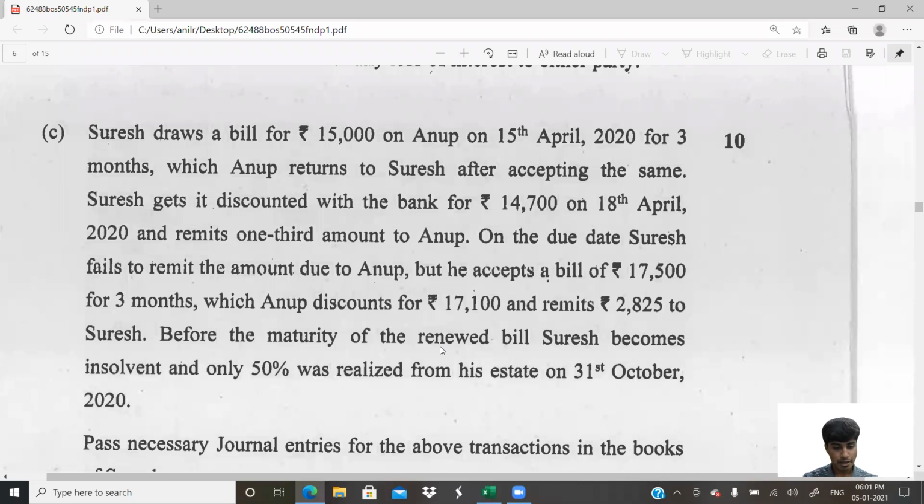After this, what is happening on the maturity? Let us see. Before the maturity of the renewed bill, Suresh becomes insolvent. How do you know that he's insolvent? He tried jumping into water. After he jumped into water, he didn't dissolve. That's how people check whether they're insolvent. I was just kidding. Okay, jokes apart.